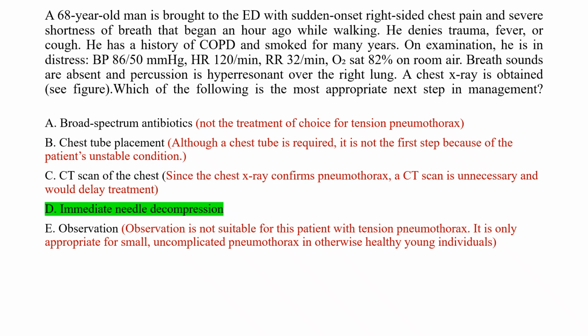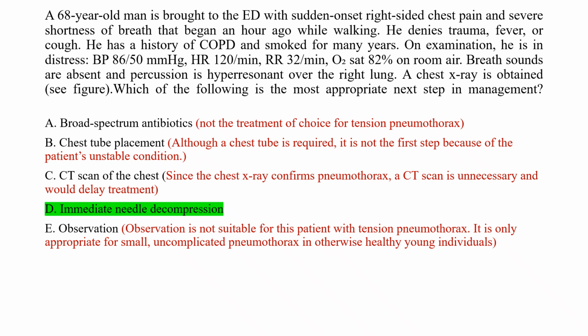Let's have a look at why the other options are incorrect. Option A is incorrect because broad-spectrum antibiotics are not the treatment of choice for tension pneumothorax. And option B is incorrect because a chest tube will eventually need to be placed, but it is not the most appropriate next step in management in this case, given the patient's hemodynamic instability.